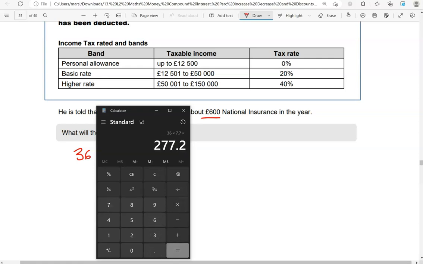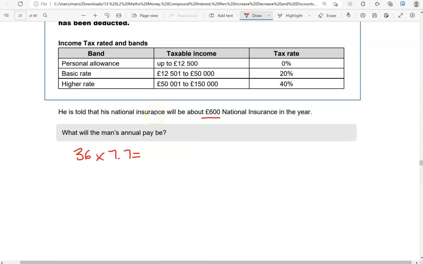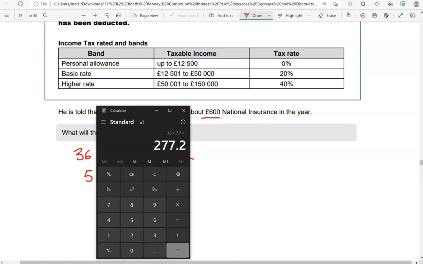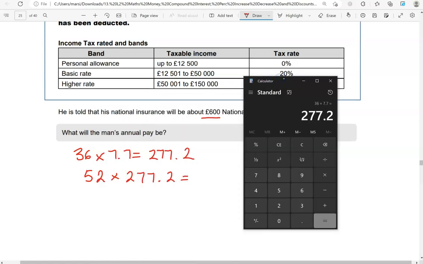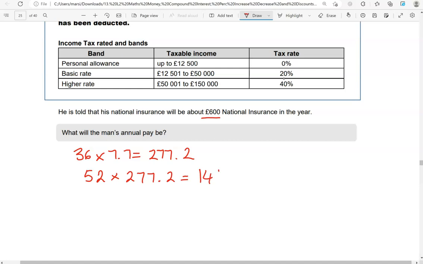gives us 277.2. That's the weekly pay. There are 52 weeks in the year, so we're going to do 52 times 277.2, which is 14,414.4.